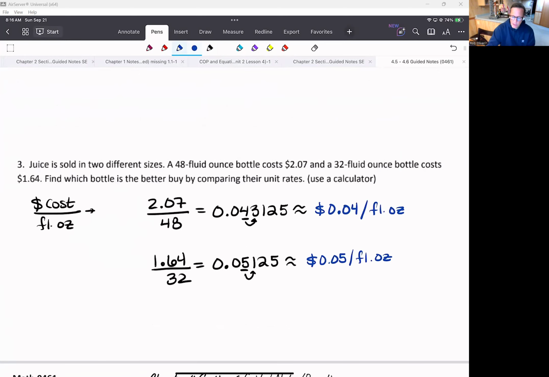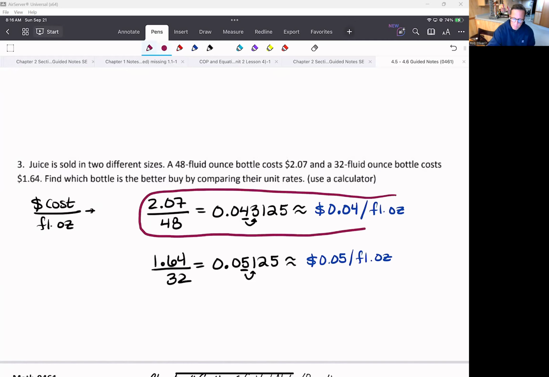So it's pretty obvious now which one's a better buy. Now it's not going to break the bank type of better buy, but it is a better buy. Right here, you're getting more for your money. It's 4 cents for every fluid ounce, whereas the other one's basically a penny more per fluid ounce.